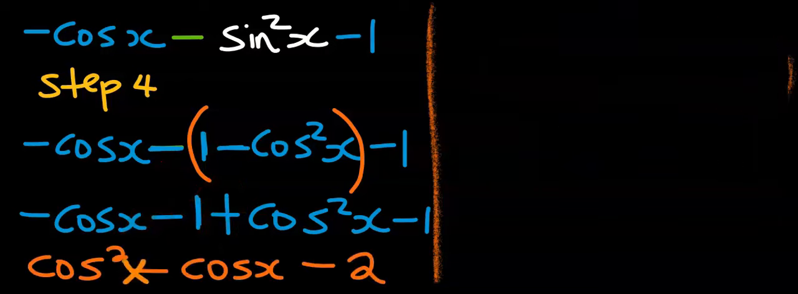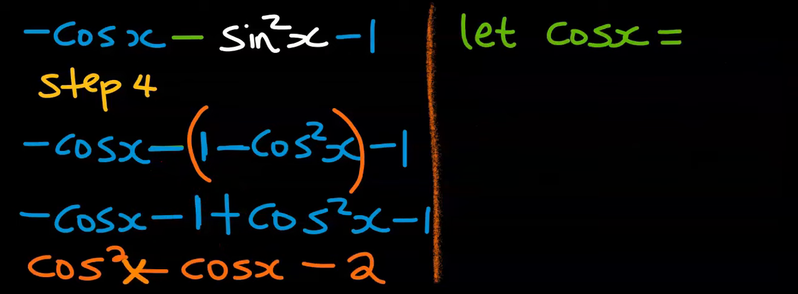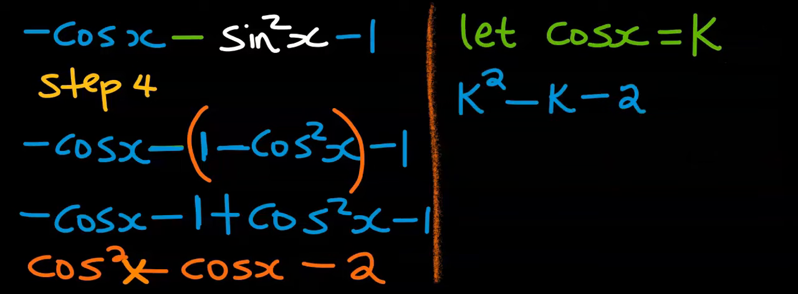Next, rearrange the function. Let cos x be k. Then we can say k squared minus k minus 2. And here we can say let it be equal to 0. And this is a quadratic equation.